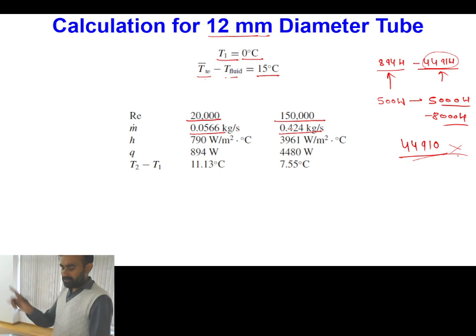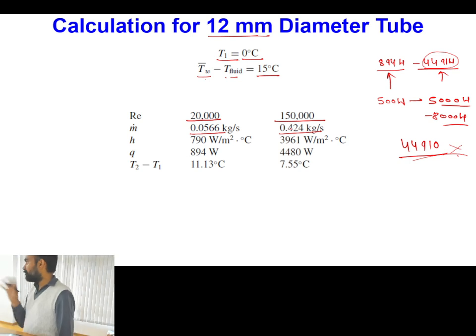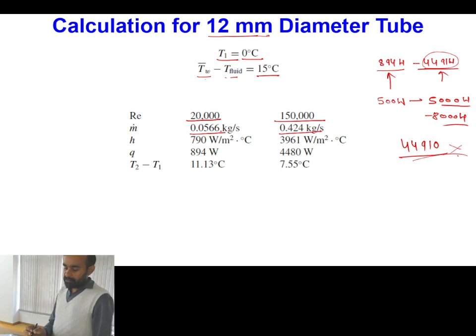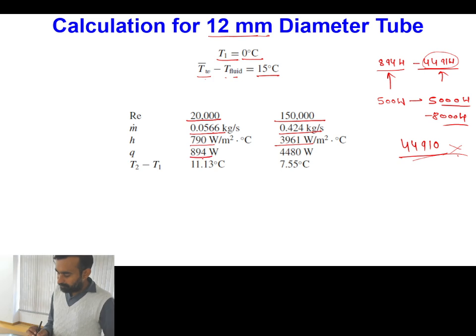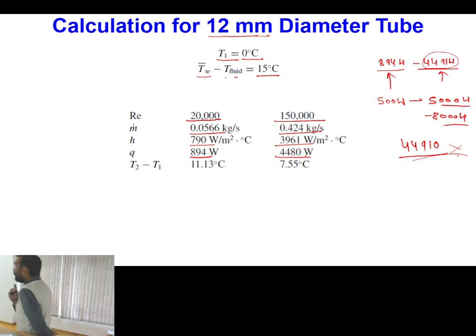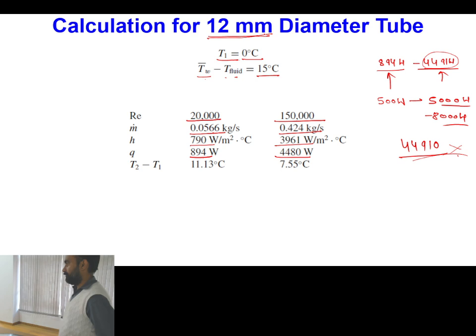So again, there is a difference of only one order. So probably we will be easily able to get a device which can measure the flow rate in this range. Heat transfer coefficient, the expected outcome will be from 790 to 3961, and the requirement of power will be from 894 to 4480. So all the calculations which I earlier showed for 2 mm and 35 mm are now repeated for 12 mm.